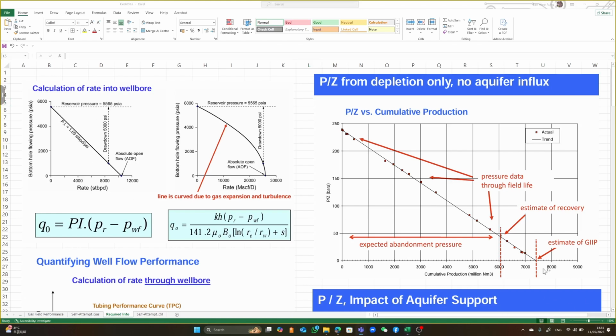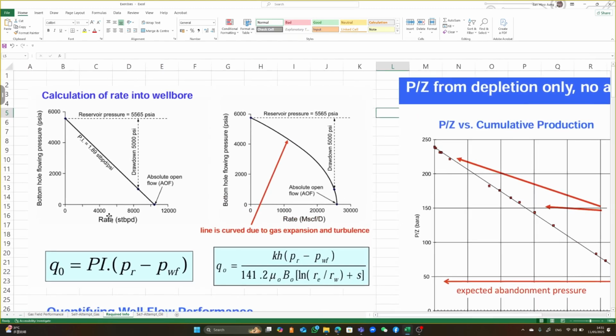Let me move this window out of the way. Let's zoom in a little bit more here. This graph is what I was talking about, the calculation of rate into the wellbore. There is a bottom hole flowing pressure, as you know. As we start to produce from the reservoir, it is inevitable that the reservoir pressure will start to come down after some time of production. It really depends on us to re-inject, so that the reservoir pressure does not completely diminish.